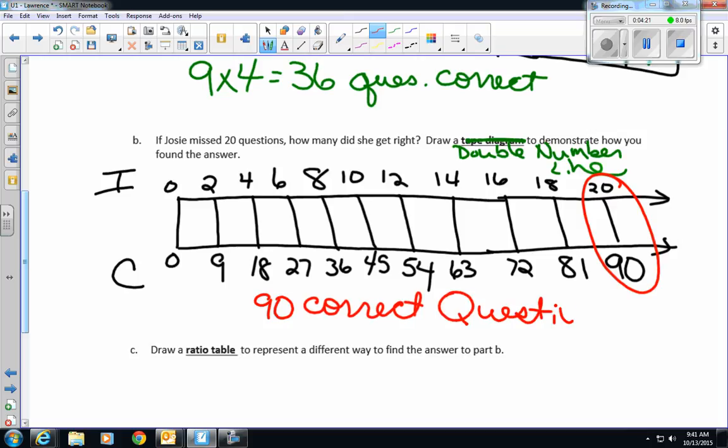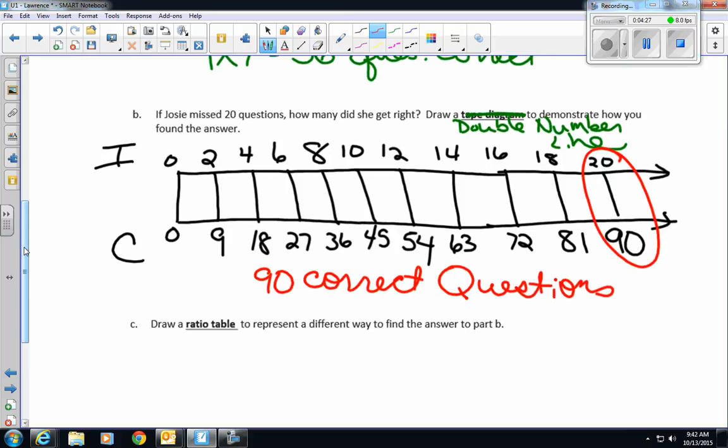Actually, it would have been a little bit more than a 90, because it would have been a little bit less than 1 point apiece. 90 correct questions. 90 questions correct. They are questions, so that word needs to be there. It really is a good idea to do correct and not correct. Okay?